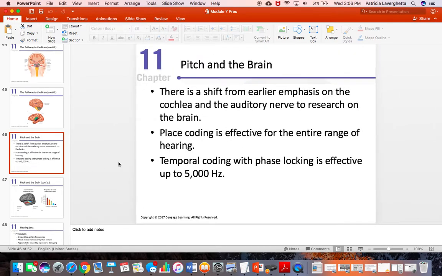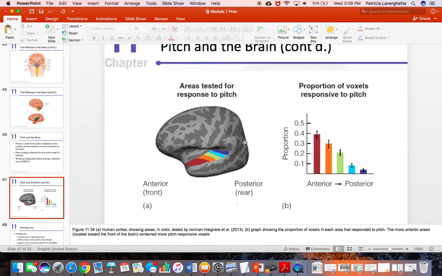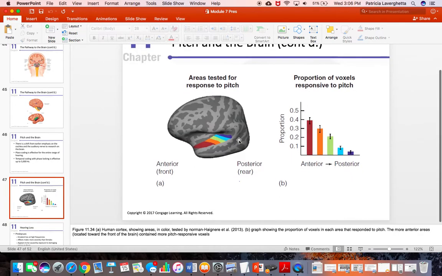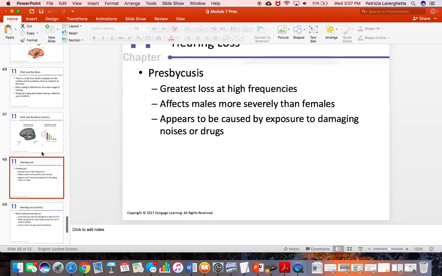But essentially, here's more evidence. You can see pitch in the brain, and this would be humans, I believe. Essentially, you have different parts of the brain that respond to different pitches, whether it's a high pitch or a low pitch, where we see differential response. So once again, this is very similar to what we see in the visual system.